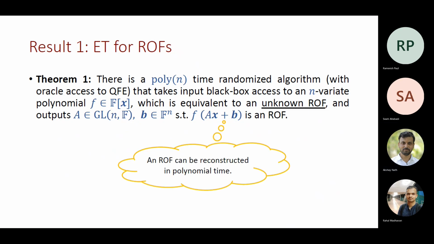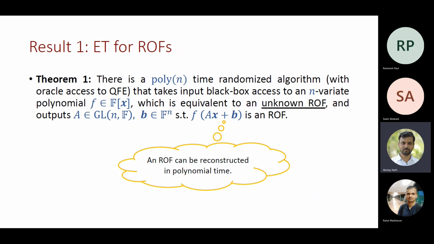And so now since f of Ax plus b is an ROF, and we have known how to reconstruct or learn ROFs in polynomial time for a very long time, not only are we able to output an affine transformation that maps f to an ROF, we're also able to learn a circuit for f of Ax plus b and therefore a circuit for f. So this is sort of a learning algorithm as well.